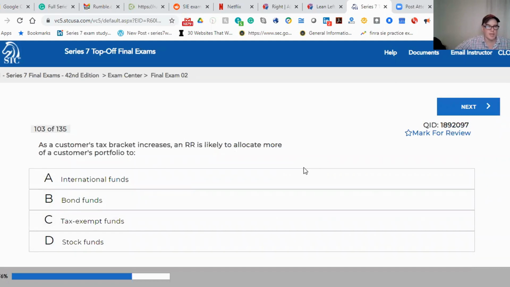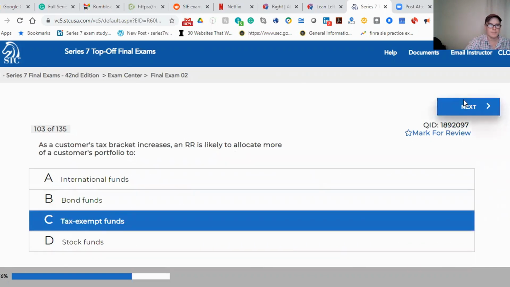As a customer's tax bracket increases, as the guy gets richer, an RR is likely to allocate more of the customer's portfolio to tax-exempt funds, because more money, more taxes, we want less. Okay.